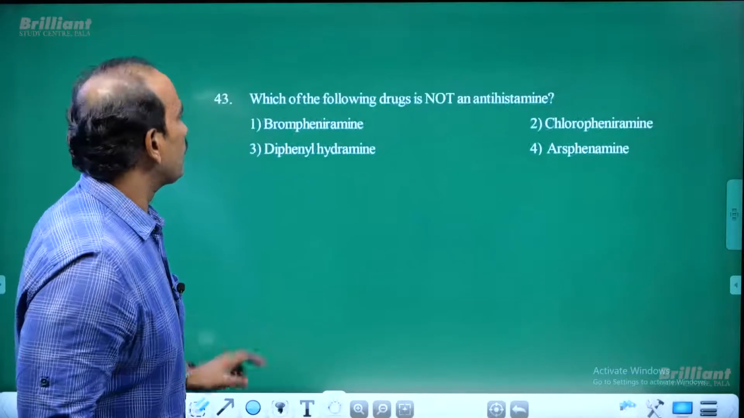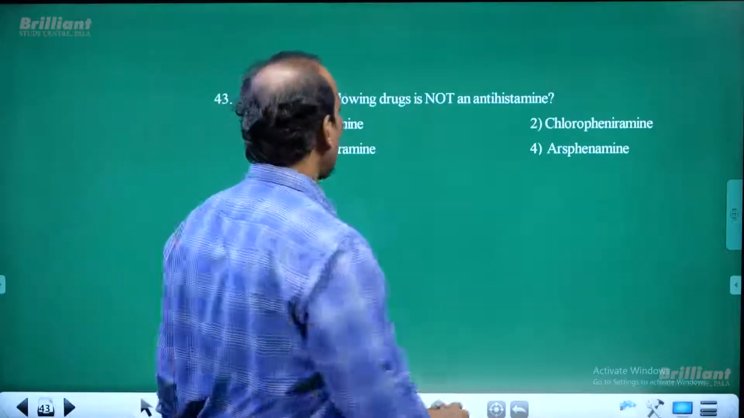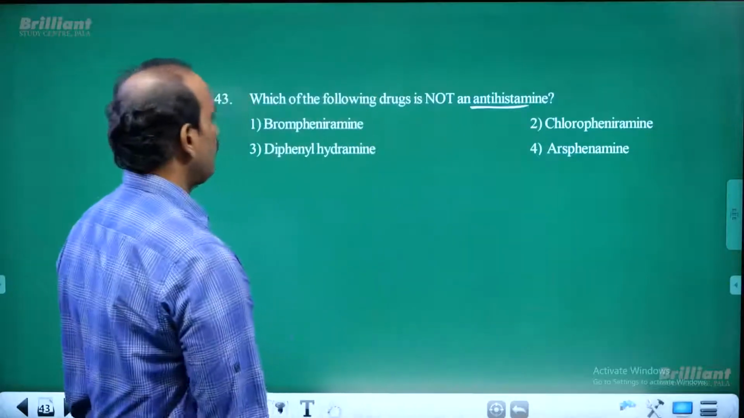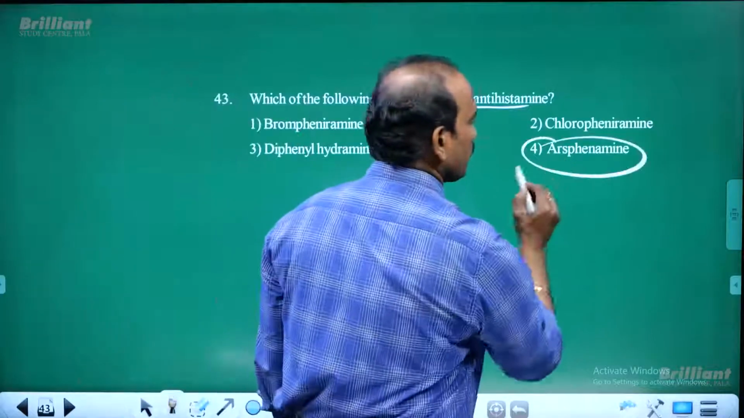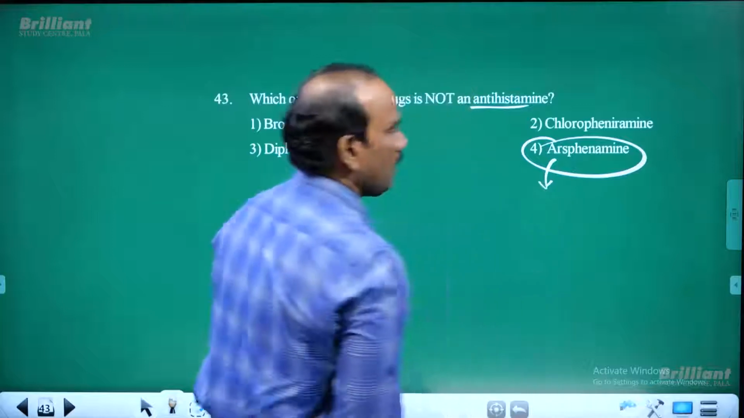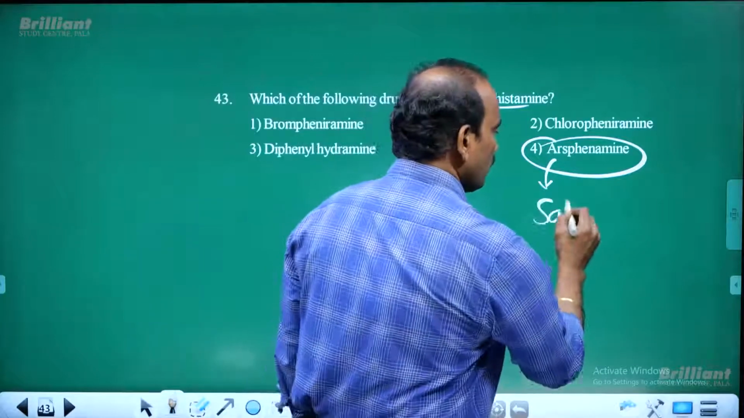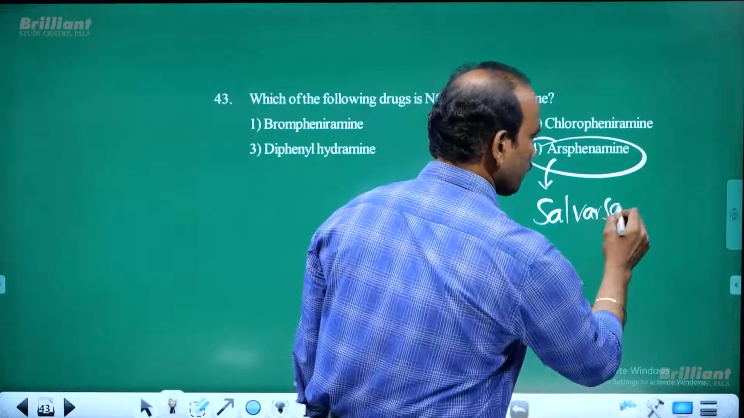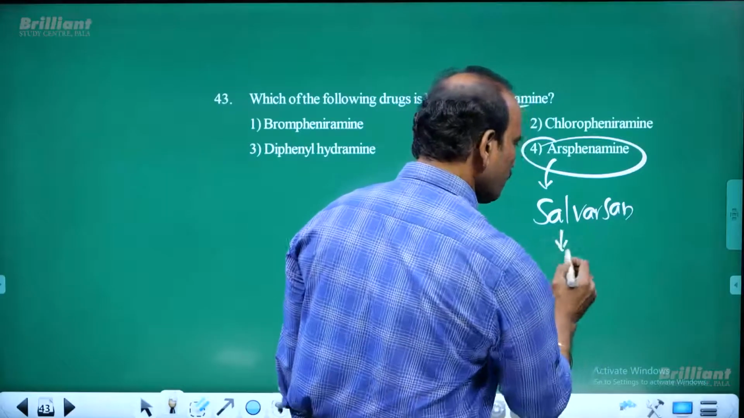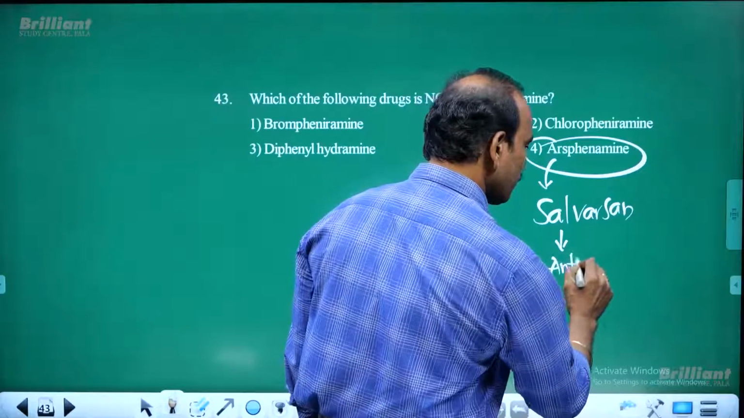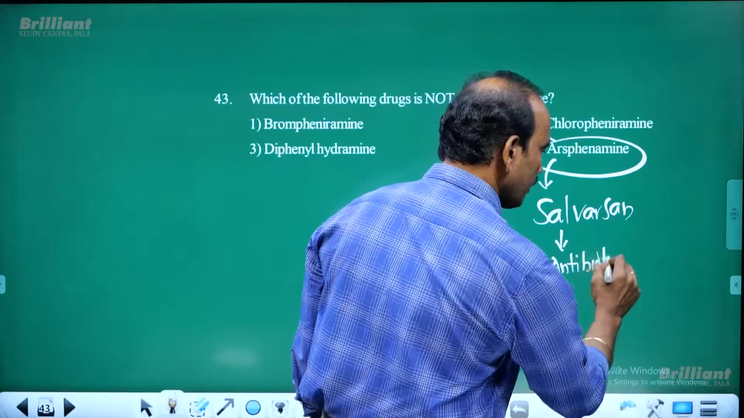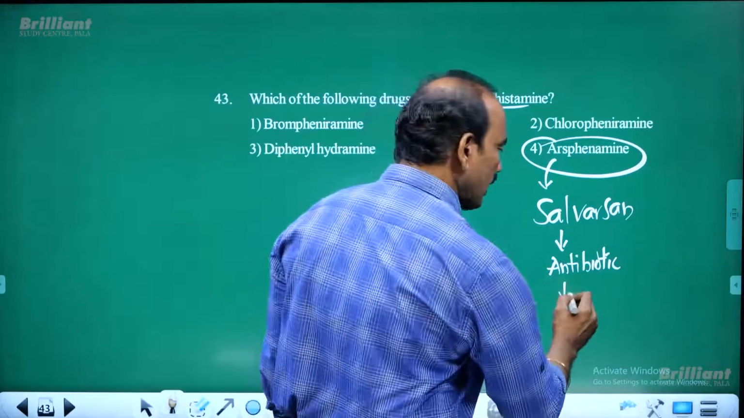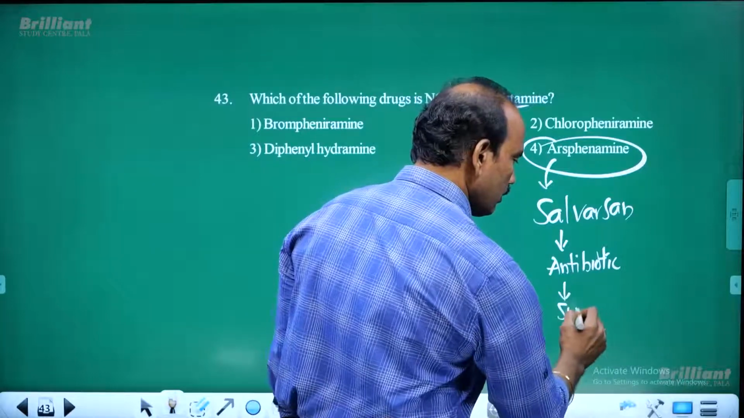Next one. Which of the following drugs is not an antihistamine? Okay, this is the answer. This is also known as Salvarsan. What is the use of this one? This is an antibiotic. The remaining three are antihistamines. This is the first used antibiotic for syphilis.